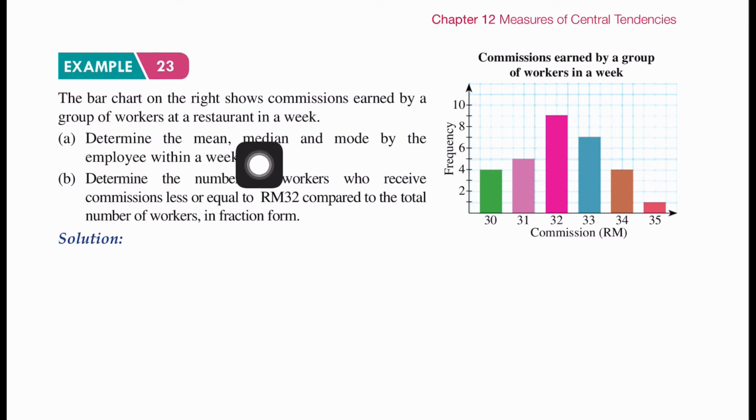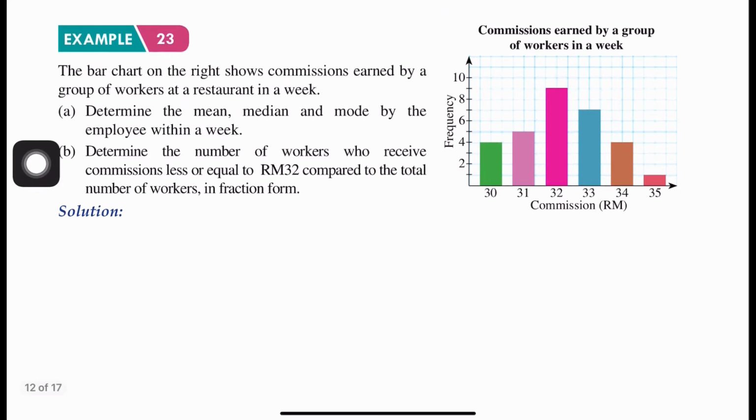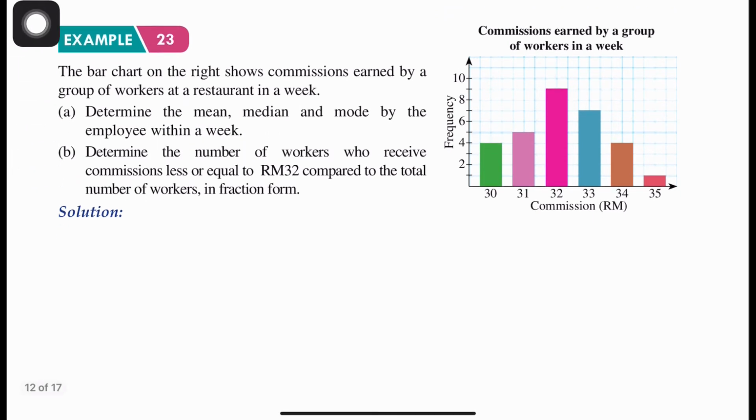Determine the mean, median and mode by the employee within a week. B. Determine the number of workers who receive commission less or equal to 32 compared to the total number of workers in fraction form. Okay, kita buat A dulu. A, dia nak kita determine the mean, median and mode by the employee. Okay, tengok betul-betul.